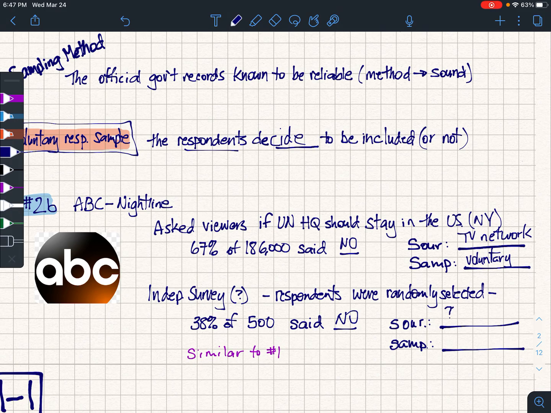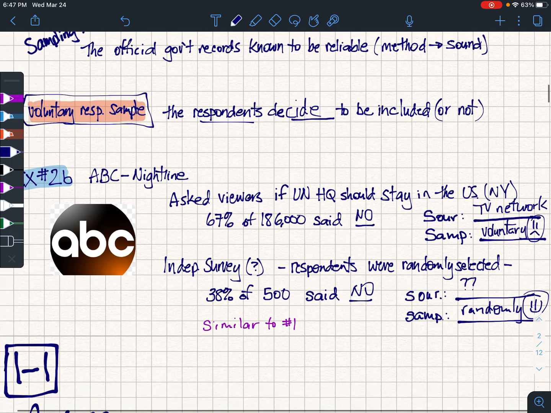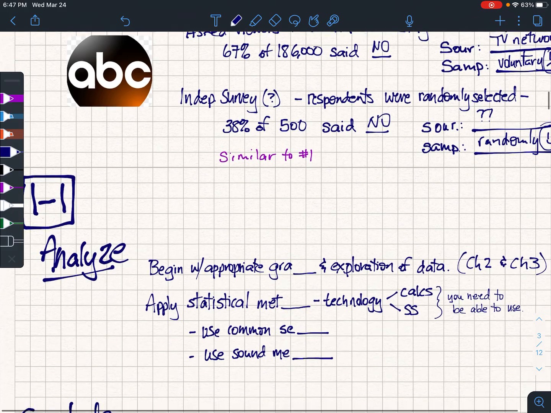Again, we've got a few questions here. What is this independent survey source? Who actually ran the survey? Did they have a dog in the fight, as they say, or not? And then sampling, because they say randomly, that's probably a better way than doing a voluntary. Okay? All right. Problem number 1, I think, is similar to that one too.